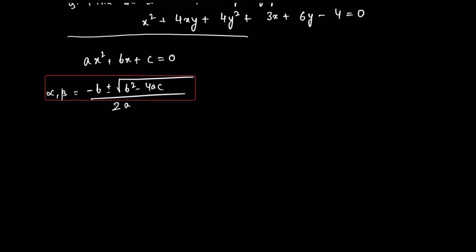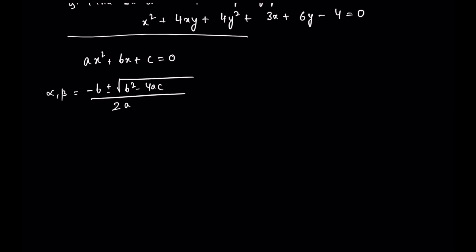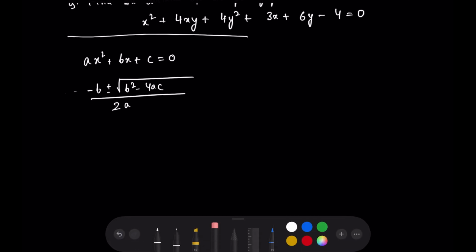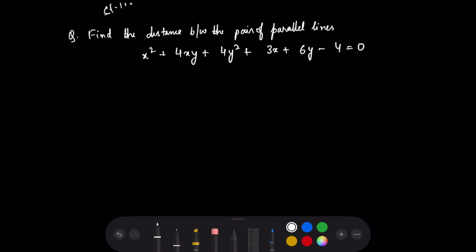I hope you all remember this, students. This was the Sridharacharya formula. Minus b plus minus root over b square minus 4ac by 2a. Correct? So I am erasing this part right now, and we are directly moving on to the question now. So this was the question.